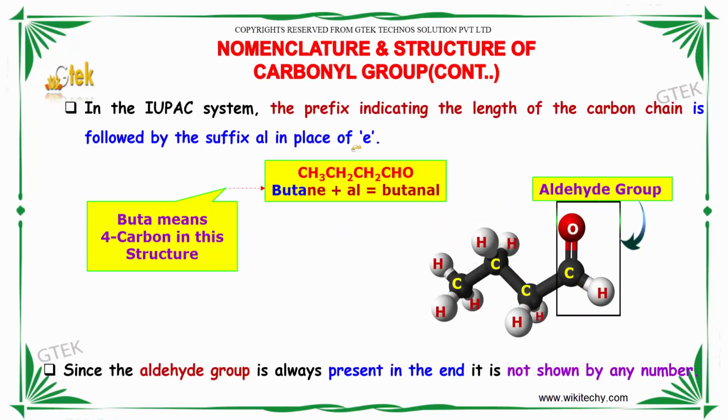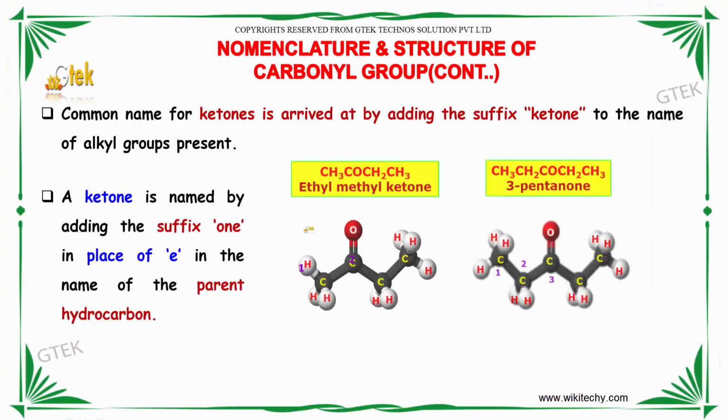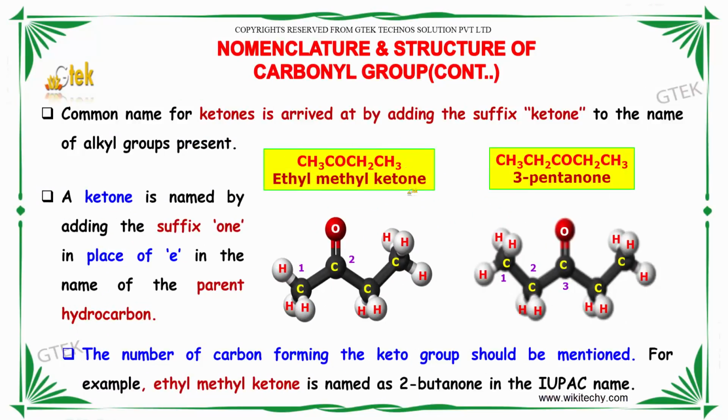In the IUPAC system, the prefix indicating the length of the carbon chain is followed by the suffix al in the place of e. Since the aldehyde group is always present at the end, it is not shown by any number. Common name for ketones is arrived at by adding the suffix ketone to the name of the alkyl groups present. A ketone is named by adding the suffix -one in the place of e in the name of the parent hydrocarbon. The number of the carbon forming the keto group should be mentioned. For example, ethyl methyl ketone is named as 2-butanone in the IUPAC name.